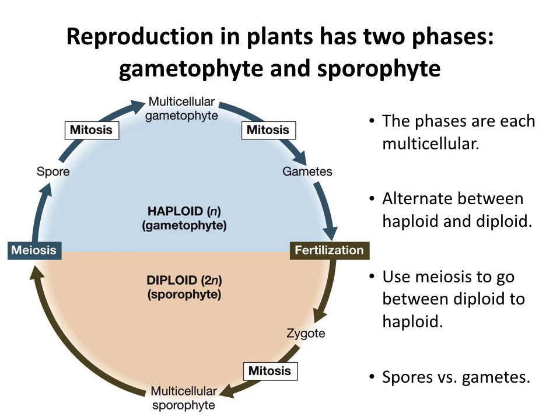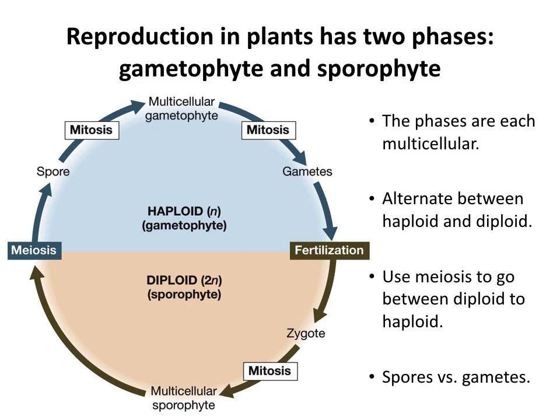There are two key phases in any alternation of generations or diplontic life cycle, and we refer to these as the gametophyte and the sporophyte. The gametophyte is always haploid and multicellular, and the sporophyte is always diploid and multicellular. And then there's this alternation between that haploid phase and the diploid phase. To go from diploid to haploid, we have to use meiosis, but for all of the other transitions, we use mitosis.